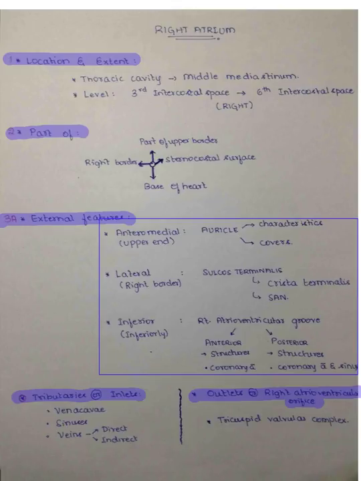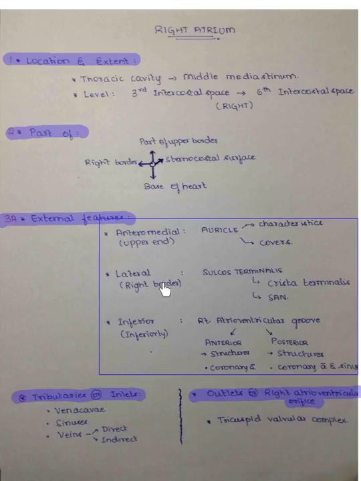So coming to the third, that is the external features of the right atrium. Anteromedially, in the upper end or the upper border region, there is an auricle, which is also called the right auricle. Auricle refers to ear, and the characteristic of this auricle is that it is notched as well as spongy. It is going to cover three things. First thing is the root of the pulmonary trunk, aorta, as well as the infundibulum of the right ventricle.